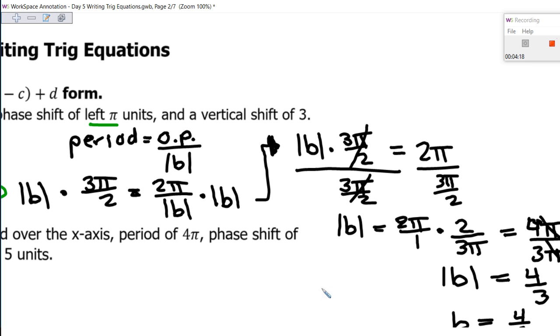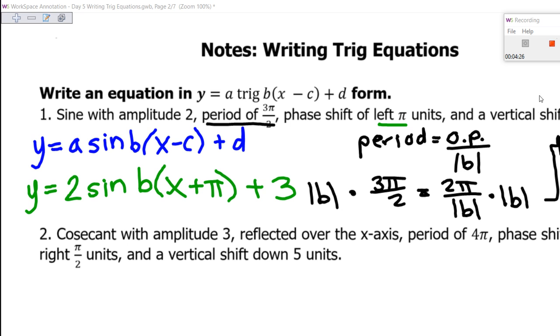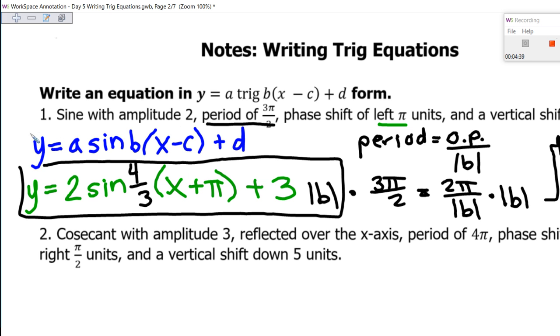So back to my equation. Now I'm going to erase where I left just b. Instead of b, what do I use for b? 4/3. So there's my equation. y equals 2 times the sine of 4/3, make sure x plus pi is in parentheses, and then a plus 3 at the back. And I boxed in the absolute value of b. That's not part of the equation. Should have ended right there.